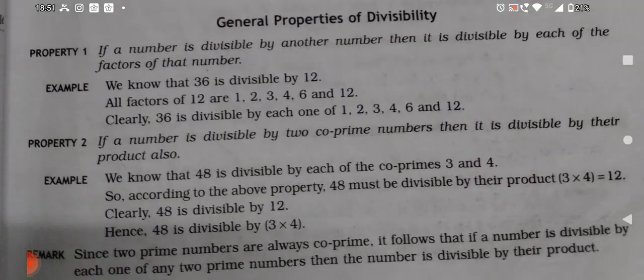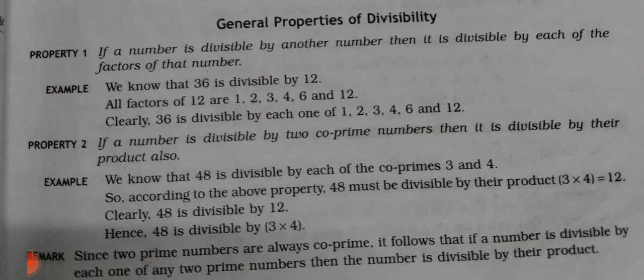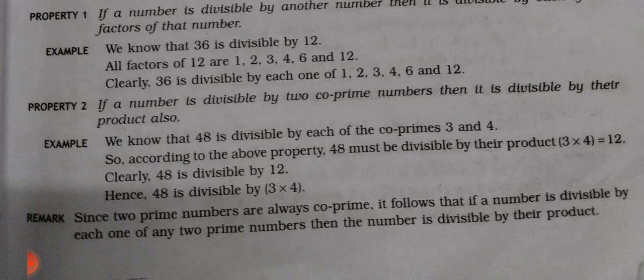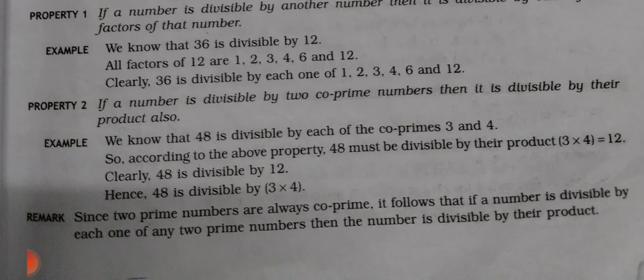General properties of divisibility. If a number is divisible by another number, then it is divisible by each of the factors of that number. If a number is divisible by two co-prime numbers, then it is divisible by their product also. Since two prime numbers are always co-prime, it follows that if a number is divisible by each one of any two prime numbers, then the number is divisible by their product.